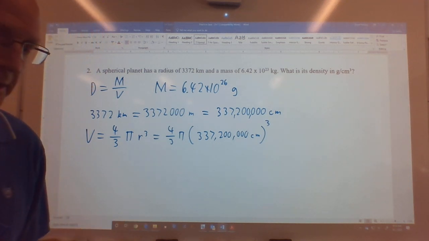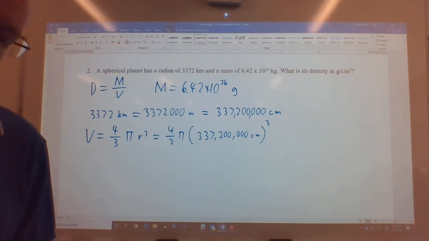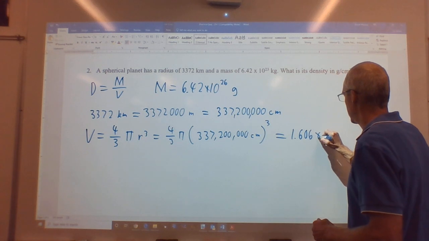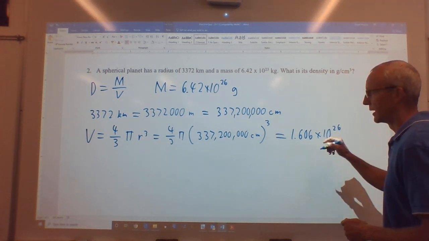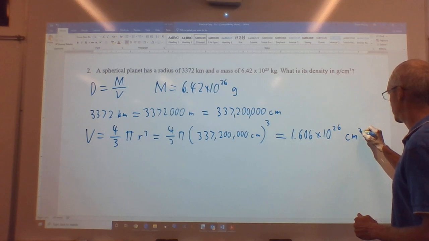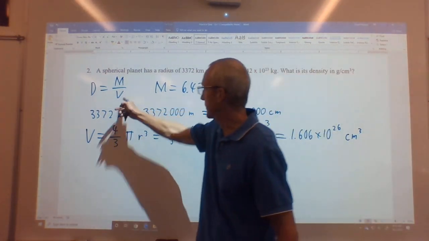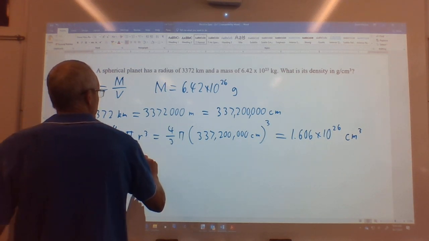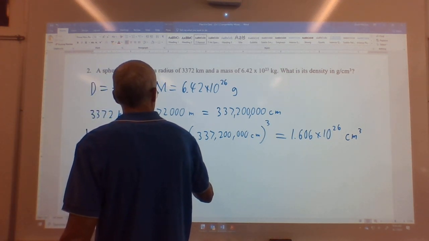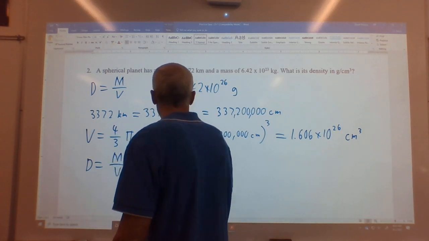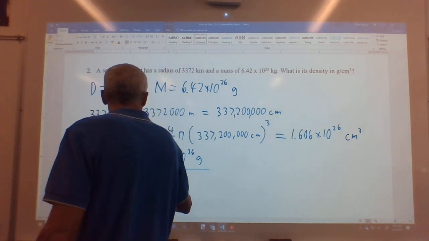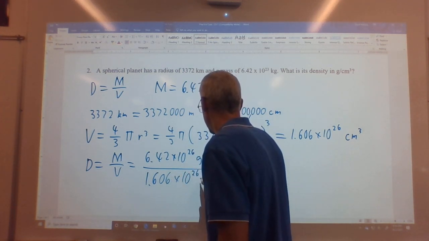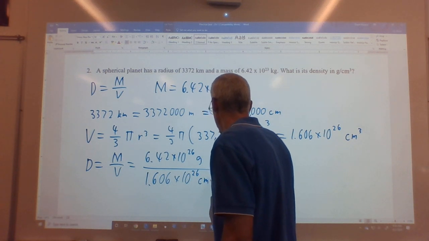I get 1.60602. That's good enough. 1.606 times 10 to the 26th centimeters cubed. Now we're ready to use this formula. Density is mass divided by volume, which is 6.42 times 10 to the 26 grams, divided by 1.606 times 10 to the 26 centimeters cubed.